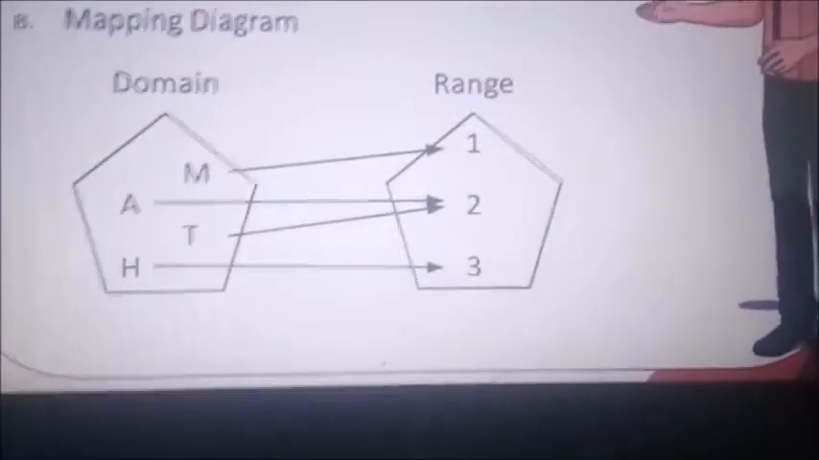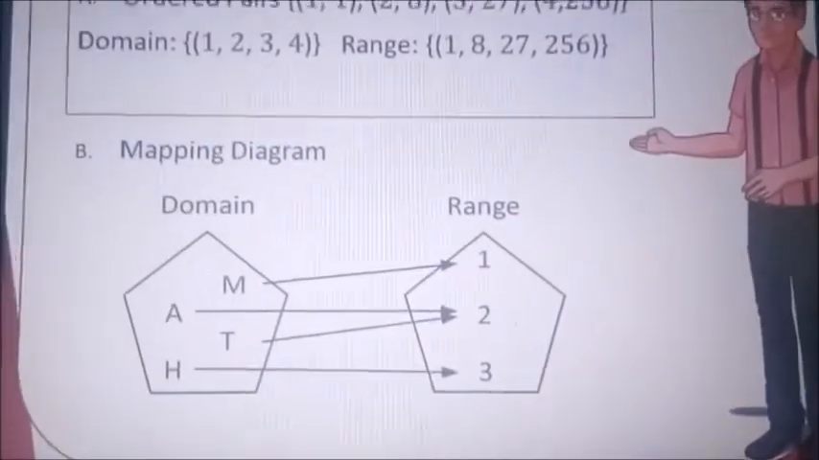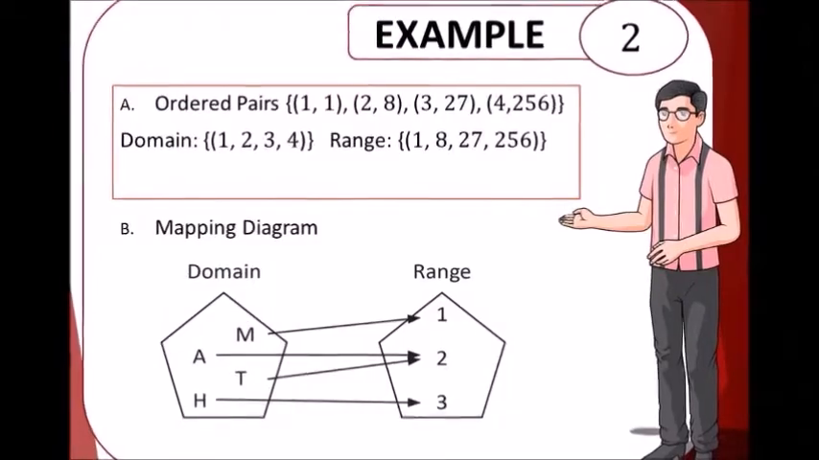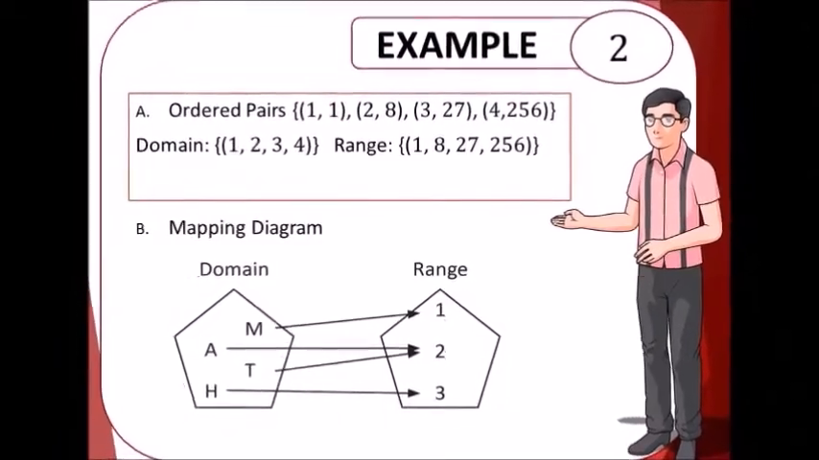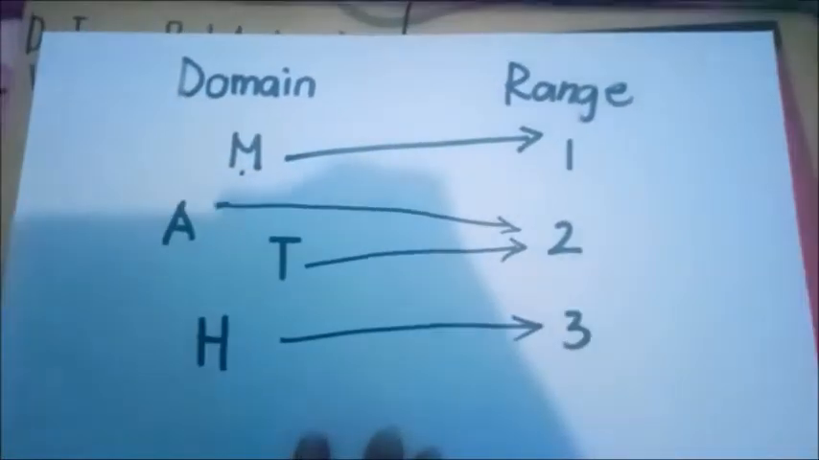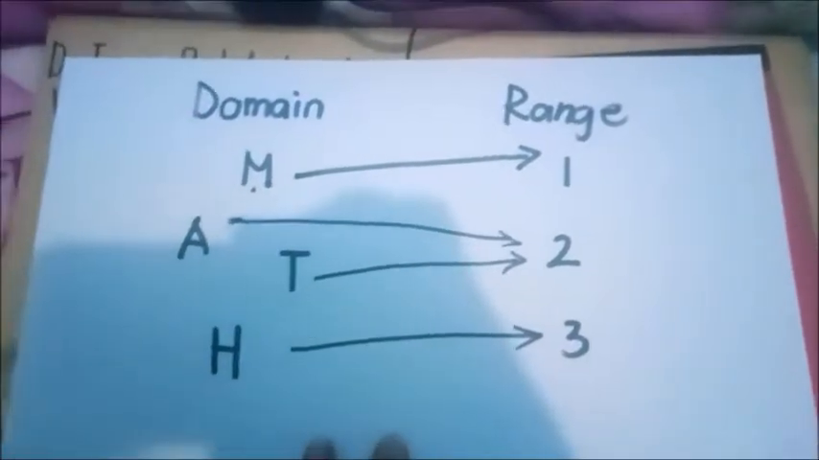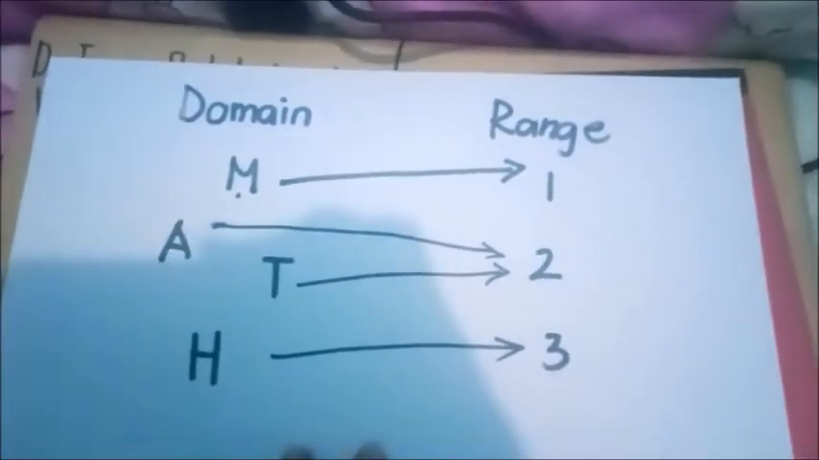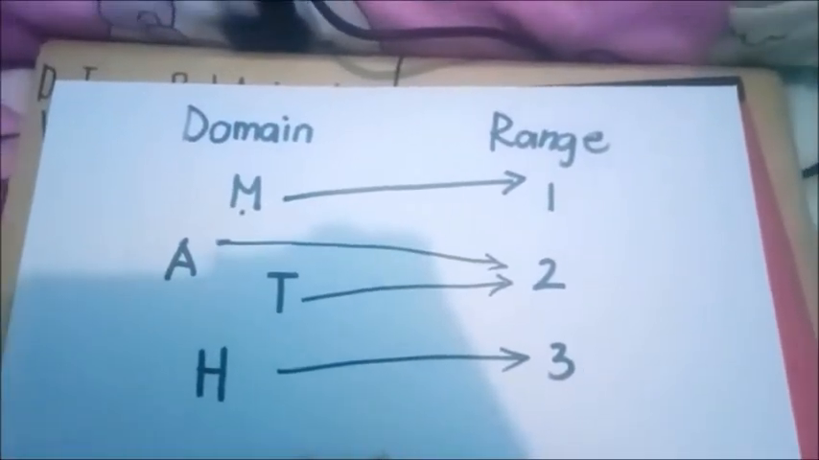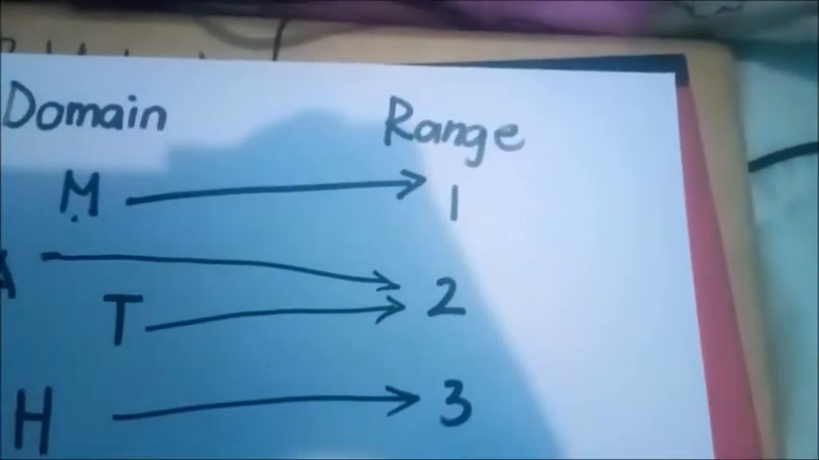For example, we have the word MATH in the domain, and for the range, we have the numbers 1, 2, and 3. So this will be the example. In the domain, we have MATH, and for the range, we have 1, 2, 3. So M corresponds to 1, then A and T correspond to 2, then H corresponds to 3.